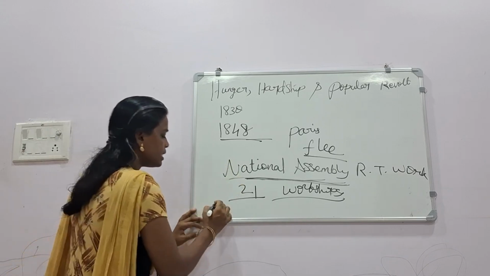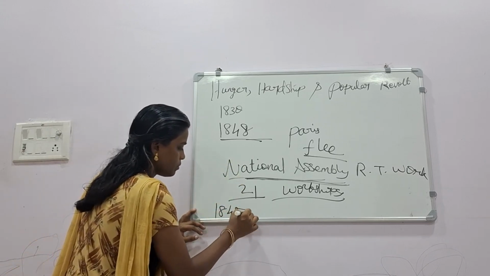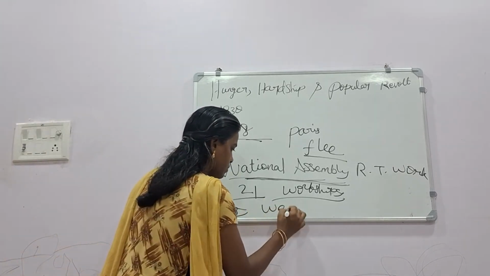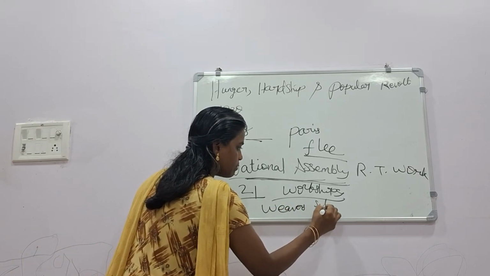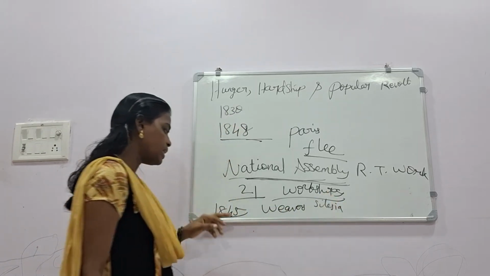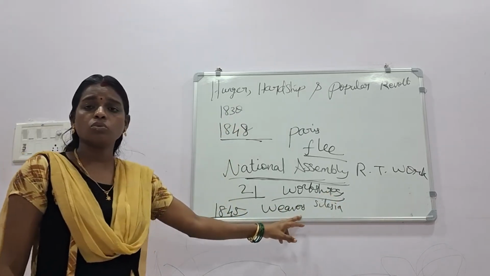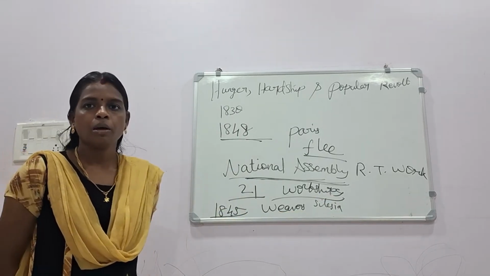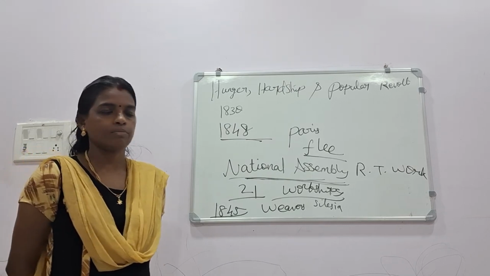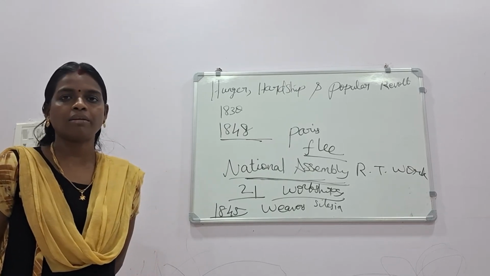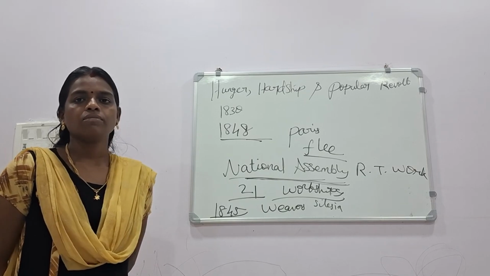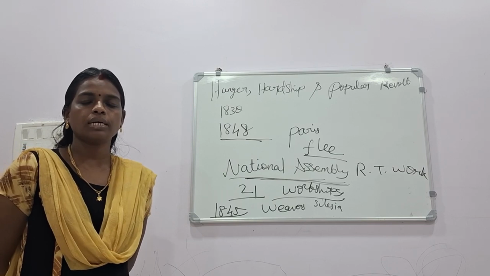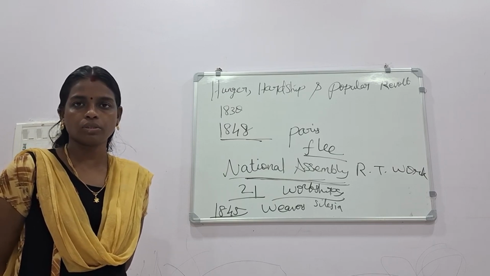The next thing is in 1845, the weavers of Silesia. Listen to me. In 1845, weavers. Who are the weavers? Anyone? Yeah, everyone knows. Maybe you struggle with how to tell the answer. Weavers were the manufacturers of cloth. So the people who work in the production of cloth, they are the weavers.